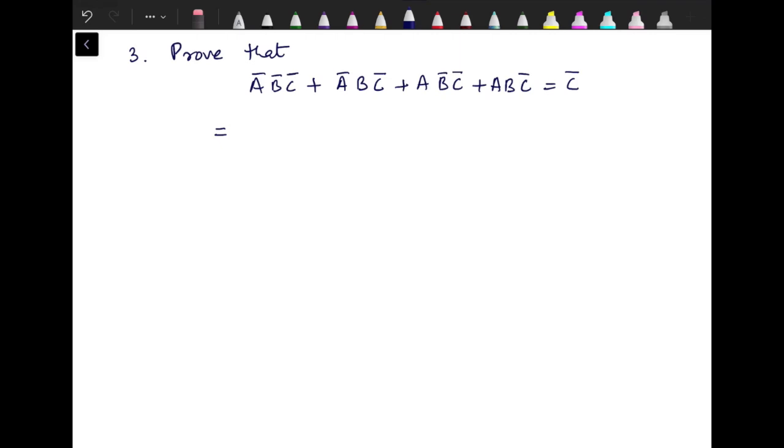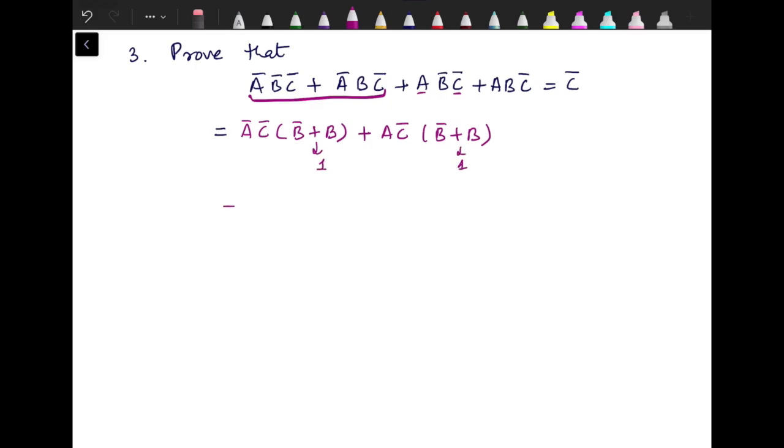Now from this equation, from the first two terms, A complement C complement is common. We are left with B complement or B. Then from these two terms, A and C complement again common, so we are left with B complement plus B. So this is again 1.